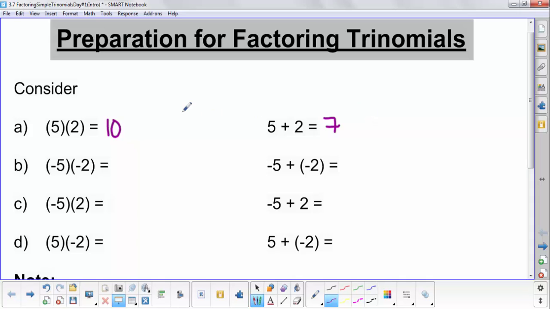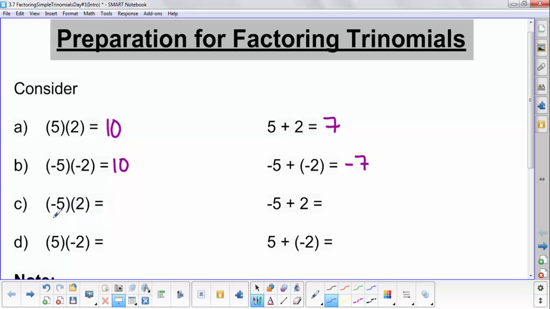Now let's think of another way to multiply to positive 10. Well, another way to do that would be to take negative 5 times negative 2. That still gives us positive 10. Now if we took those two numbers, negative 5 and negative 2, and added them together, we actually get a sum of negative 7.